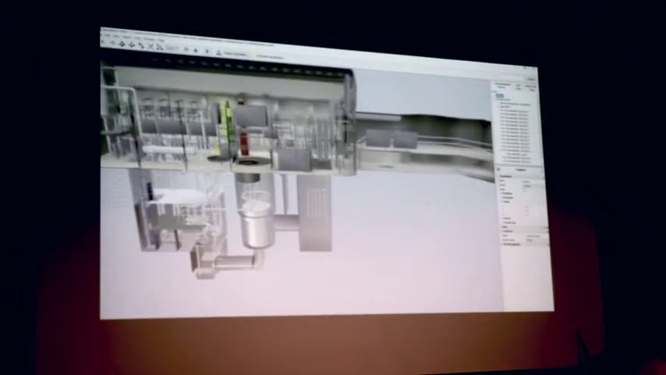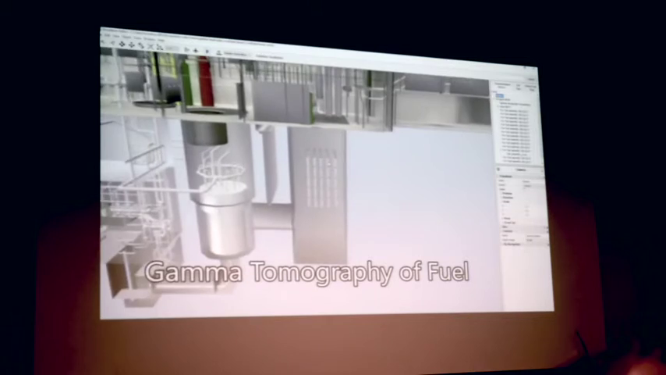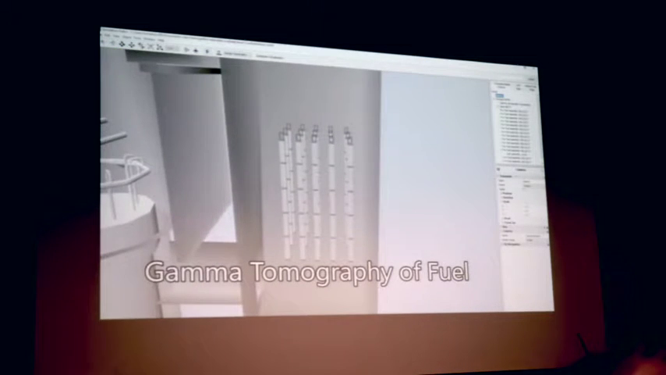So we can also look at the spent fuel pool, which is where we would do gamma tomography measurements on spent fuel. You can select one element to look at. This is showing a power distribution in this fuel assembly, but it could be power distribution or burn-up or even decay heat, if you like. You can also scale the image to look at high power, low power regions, or hot or cold regions of the fuel.